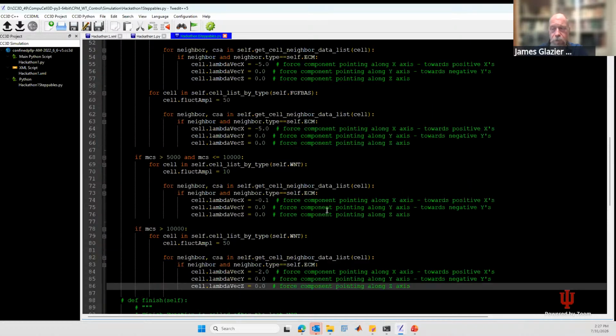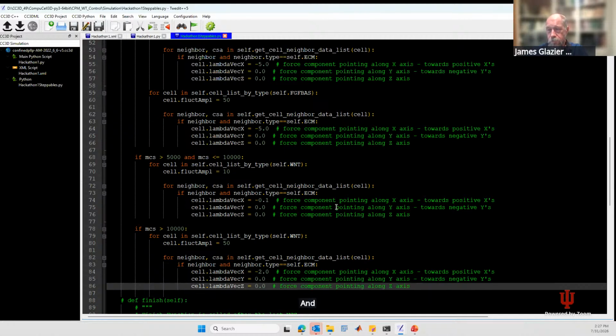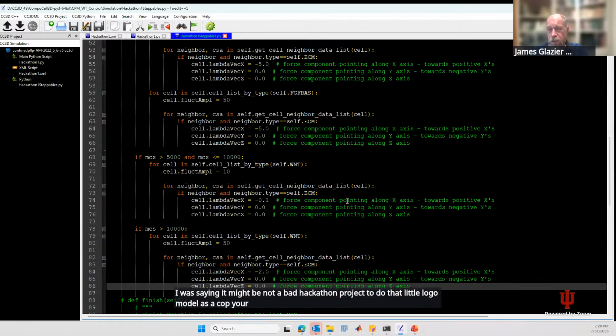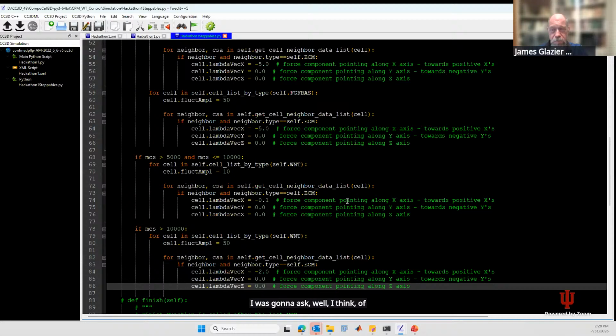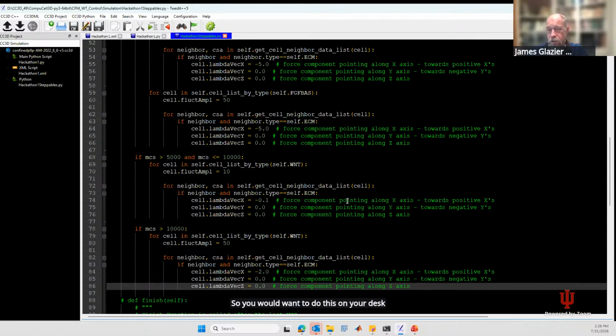So you mentioned at the beginning this NetLogo model, and that you were implementing that one in CompuCell2. I'm always very interested in replicating models. So I was saying it might be not a bad hackathon project to do that little NetLogo model as a CompuCell model. I was going to ask one thing. Of course, this is already a big simulation and it's fairly slow. So you wouldn't want to do this on your desktop machine, but you might do it on a cluster.